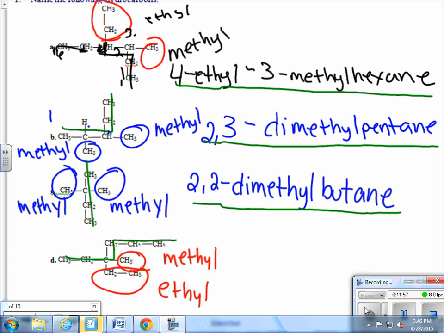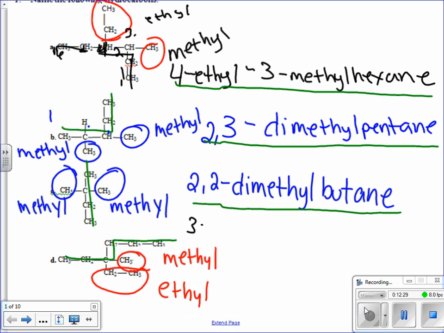And we have to tell which carbon they're located on. Just by looking at the structure, we can see that both the branches are located closer to the left side of the chain than the right-hand side. So that's more than likely going to give us our lowest number combination. So if we count from left to right, both branches are located on carbon number 3. So now we list our branches in alphabetical order when we write the name. So ethyl comes before methyl.